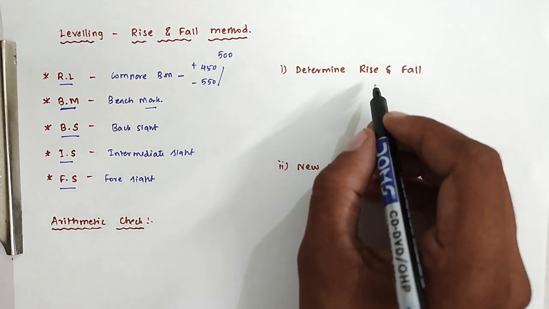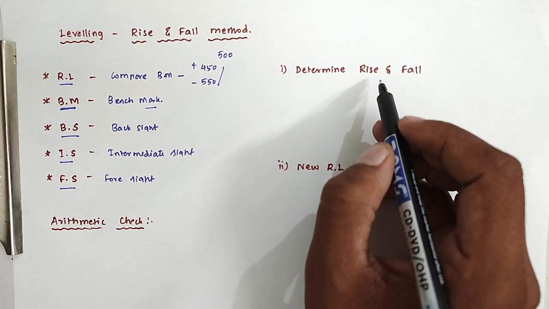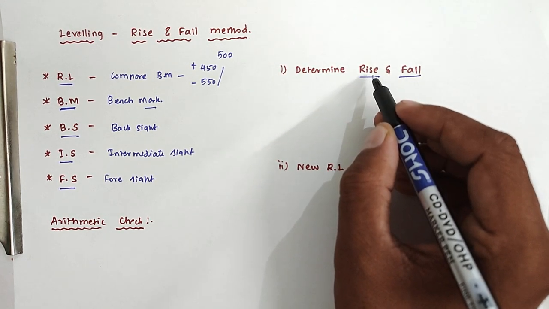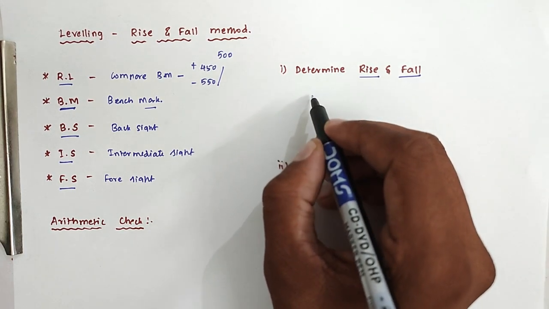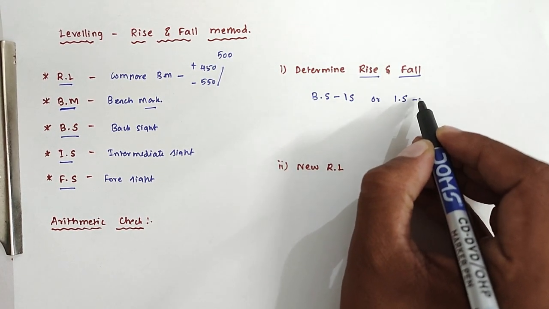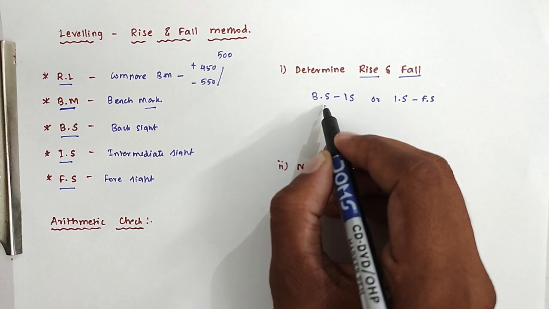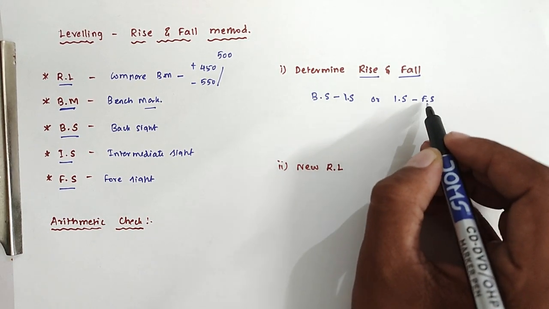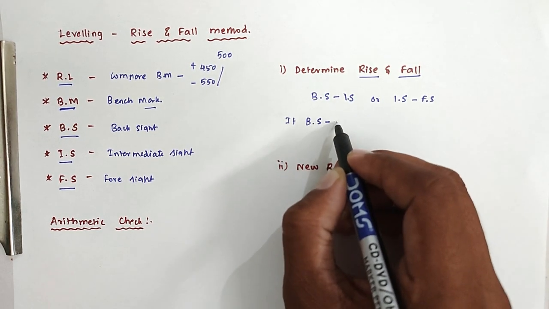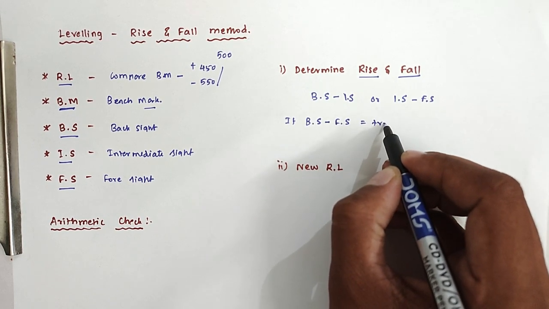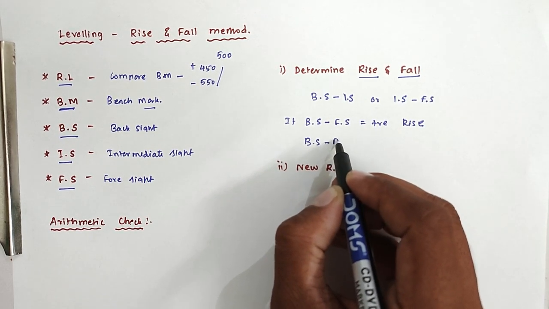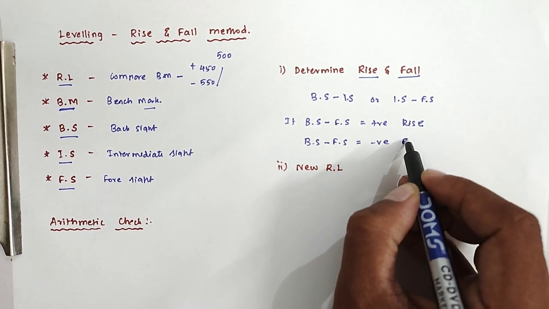Okay, rise and fall method, so how can we find out the rise and fall? The first thing is we have to identify the rise or fall. Rise is a positive value and fall is a negative value. Now rise and fall, we can find out by BS minus IS or IS minus FS. That is backsight minus intermediate sight, or intermediate sight minus foresight. For example, if the BS minus FS value is positive, this will be rise. If the BS minus FS value is negative, that will be fall.